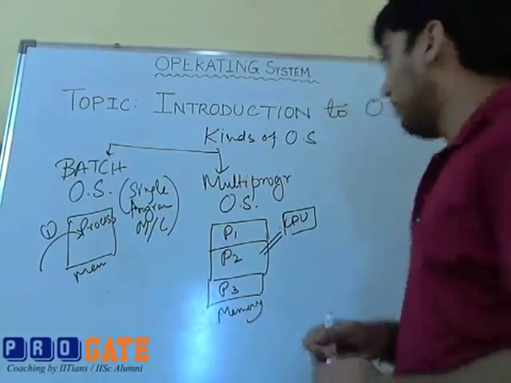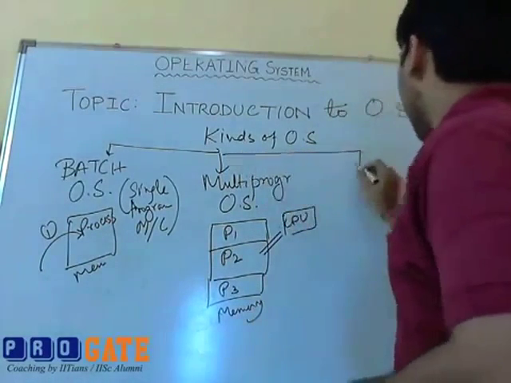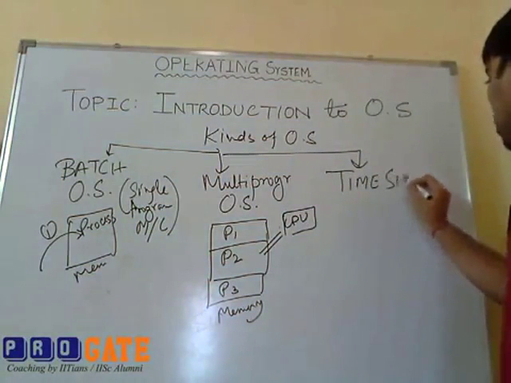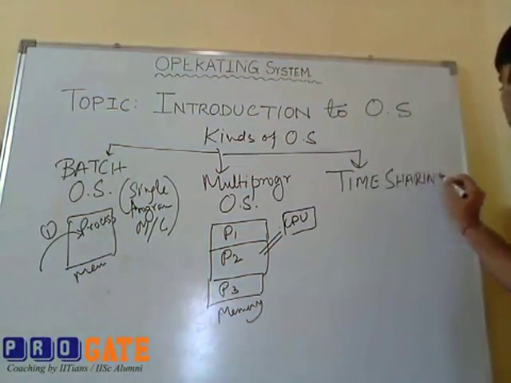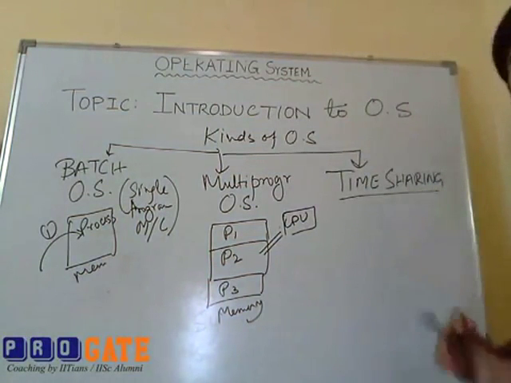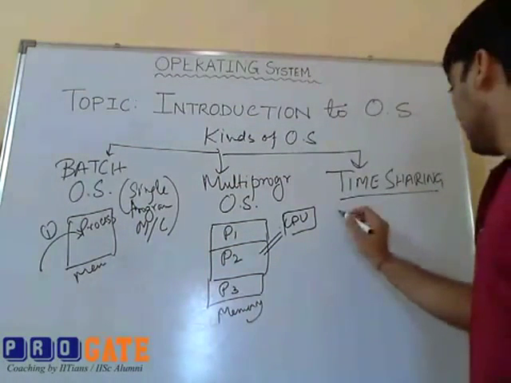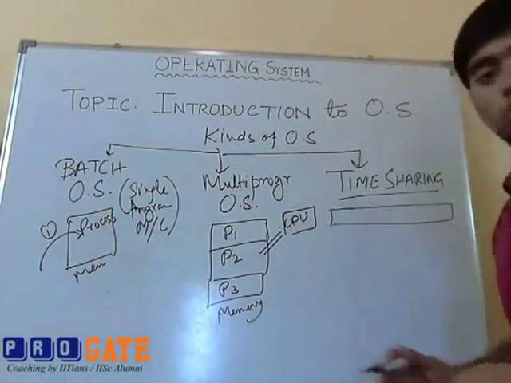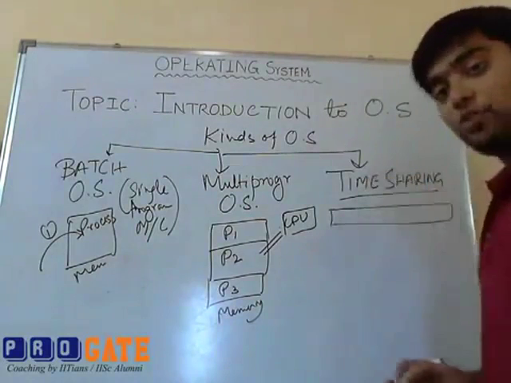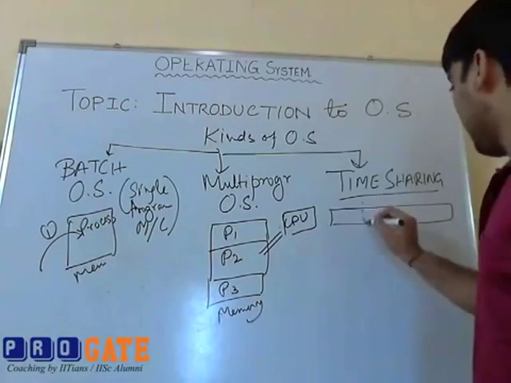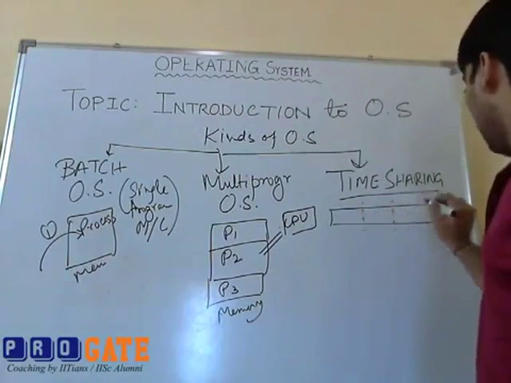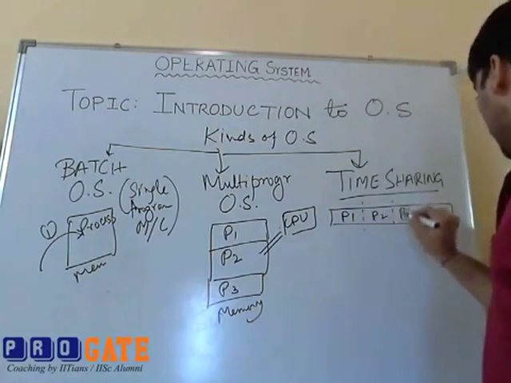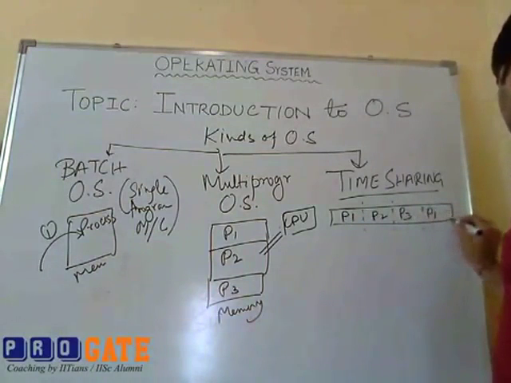To solve this problem, the third type of OS that has been created is known as a time-sharing OS. In time-sharing OS, if this is the length of the time for which the CPU is executing processes, this time is divided among the different processes. P1, P2, P3, then again P1, and so on.